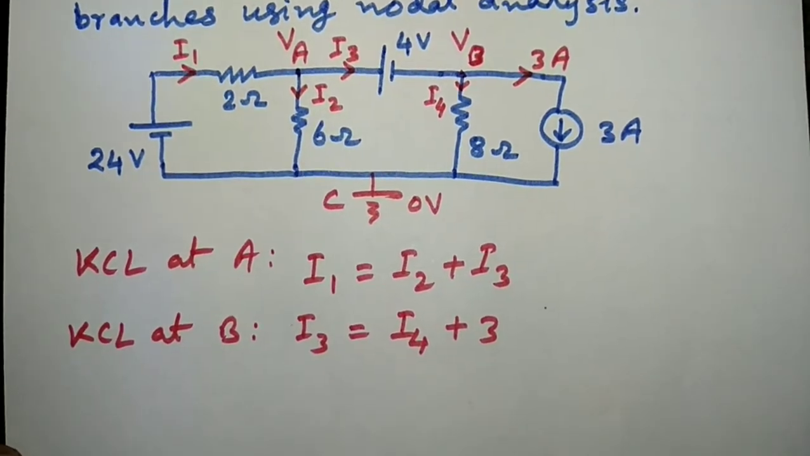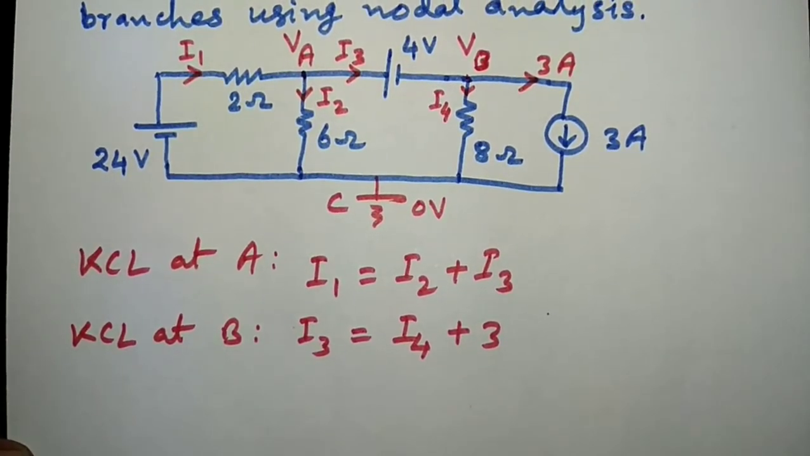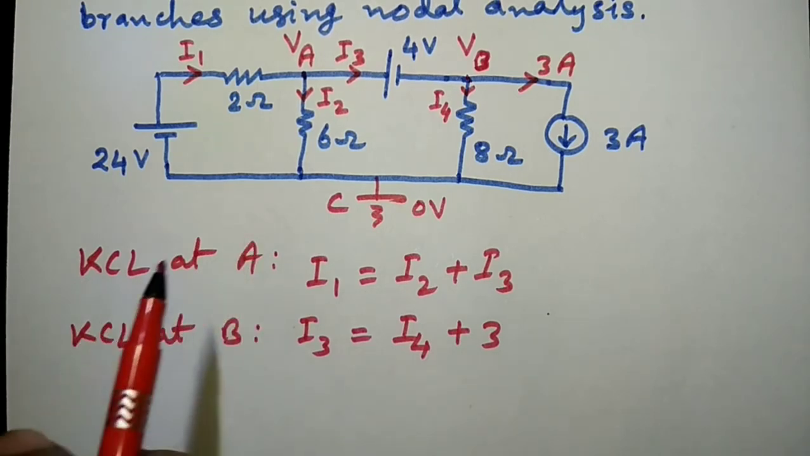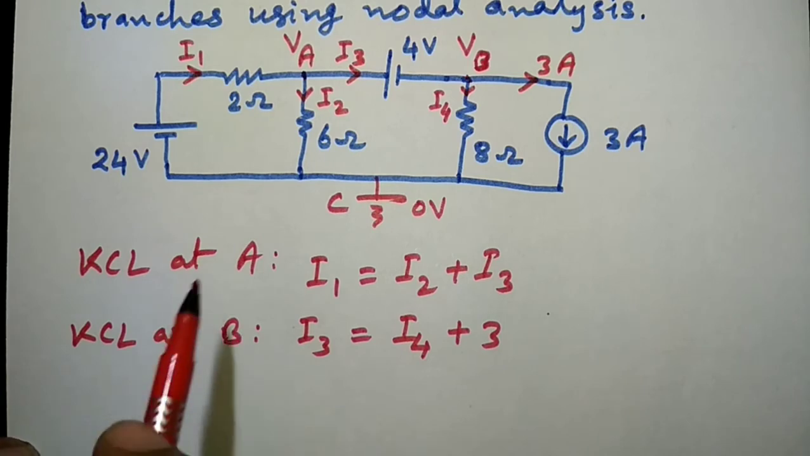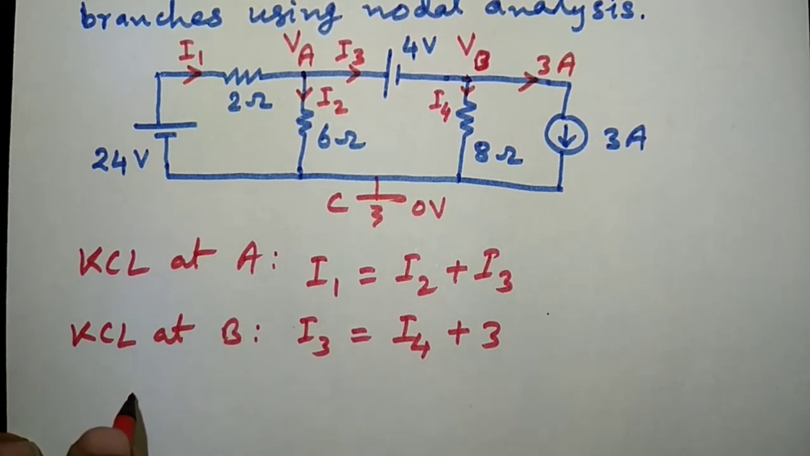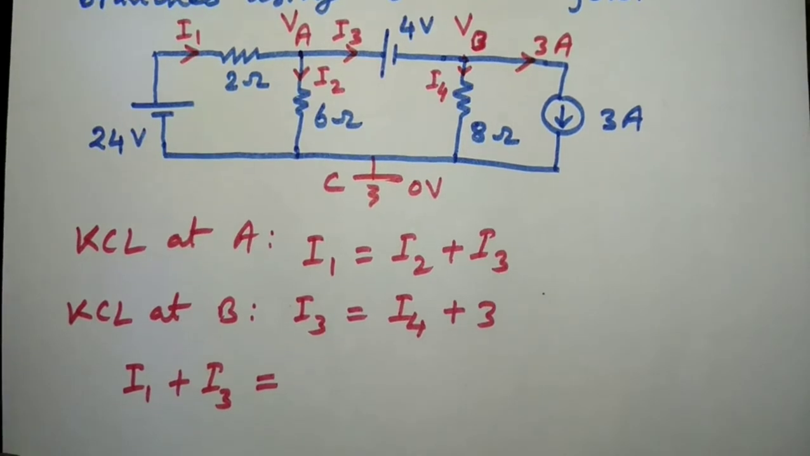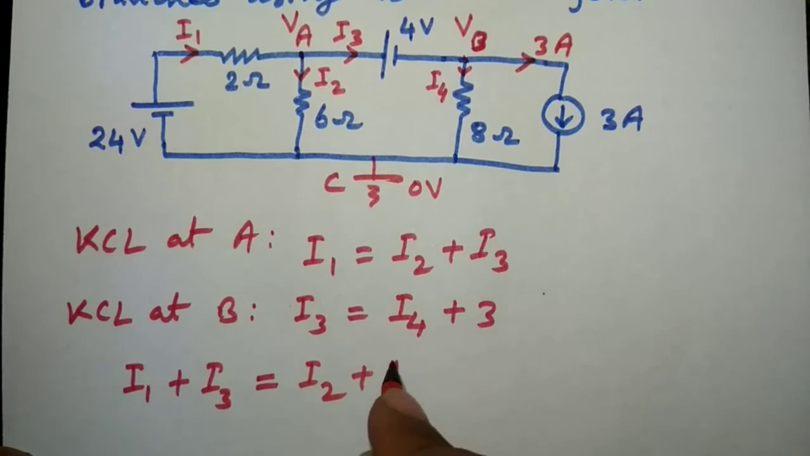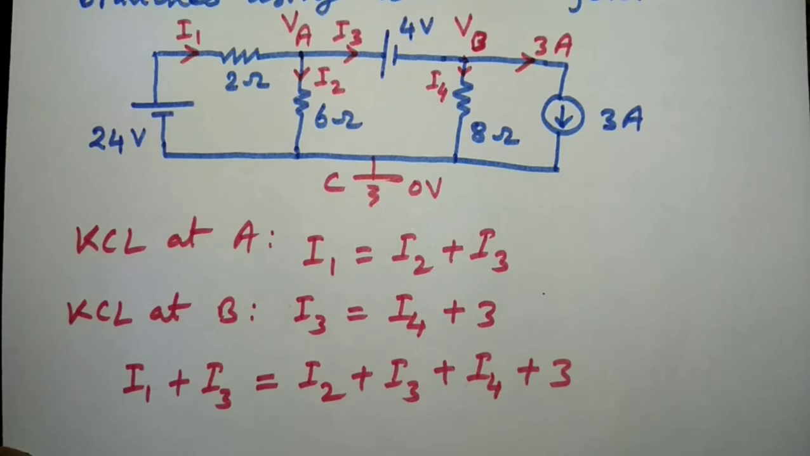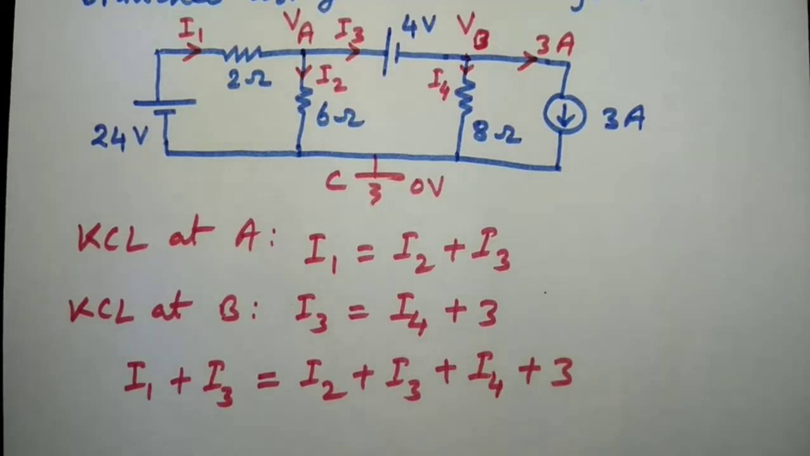As this is the example of the super node, that means the node A and node B are considered as a single node. Therefore, the total incoming current for both the nodes is I1 plus I3, and the total outgoing current from node A and node B is I2 plus I3 plus I4 plus 3. So here you can see that I3 will be cancelled from both sides.